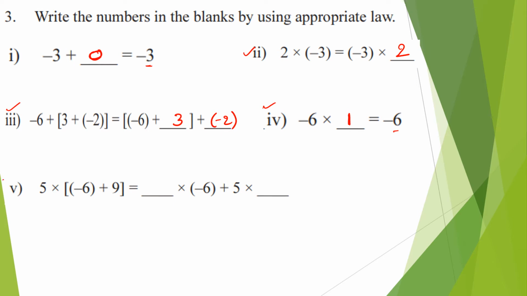Now the fifth question. 5 into -6 plus 9 equals dash into -6 plus 5 into dash. This is the distributive property. We easily understand that A into B plus C equals A into B plus A into C. So 5 into -6 plus 9 becomes 5 into -6 plus 5 into 9. According to the distributive property, like that we should do it, okay children.